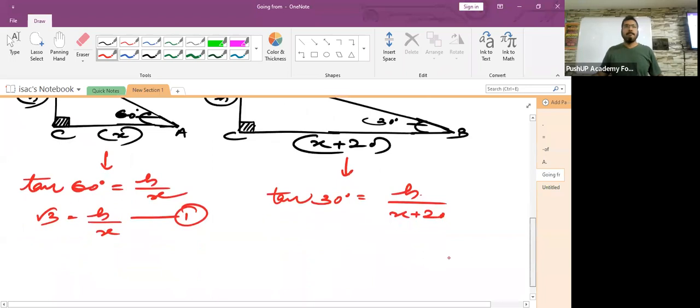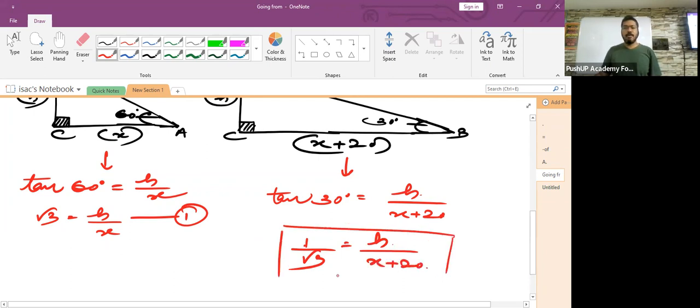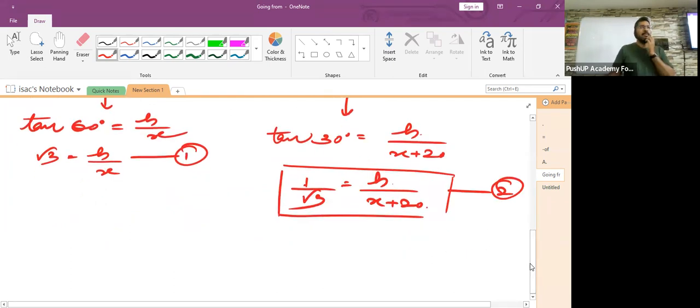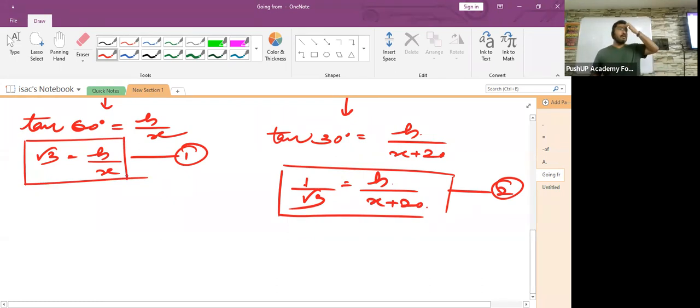All right. Joshua, tan 30? One by root 3. Online students, you all did this? Purva, Maria, everyone? Okay, so 1 by root 3 is equal to H upon X plus 20. All right, this is equation number 2. Okay, we have got two equations, children.